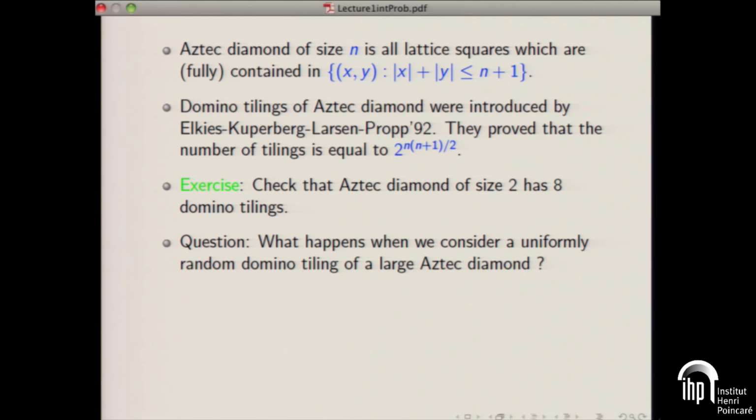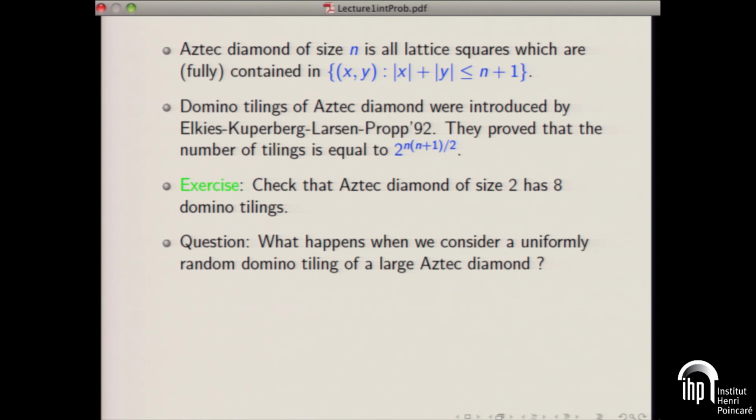But our main interest will be not only these combinatorial questions, so how many domino tilings do we have, but a probabilistic question. So what does a uniformly random domino tiling of a large Aztec diamond look like?